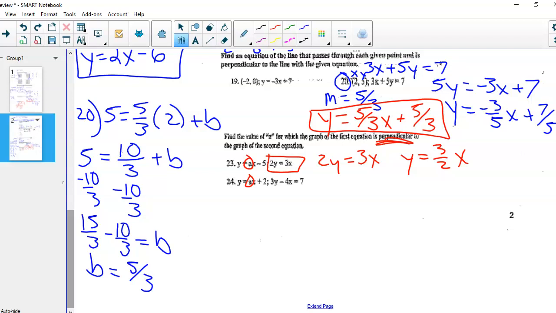What value could we make a to make it perpendicular to the second equation? So what would that reciprocal be? It would be negative 2/3. That's all it's asking you to find. The slope, the new slope. What should a be if it's perpendicular? But you have to solve the other one first.